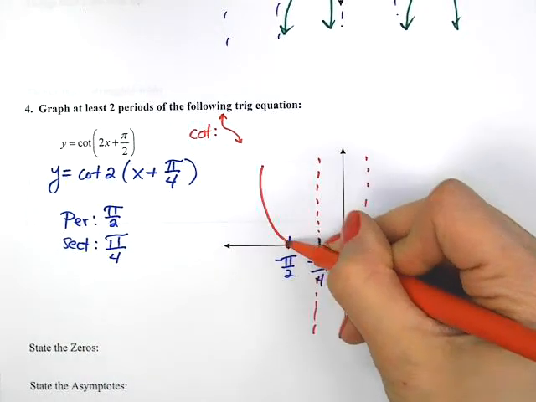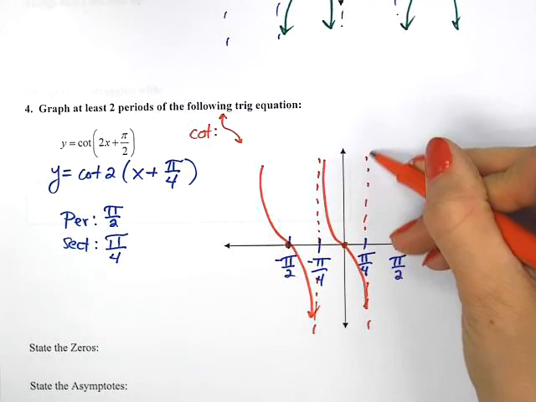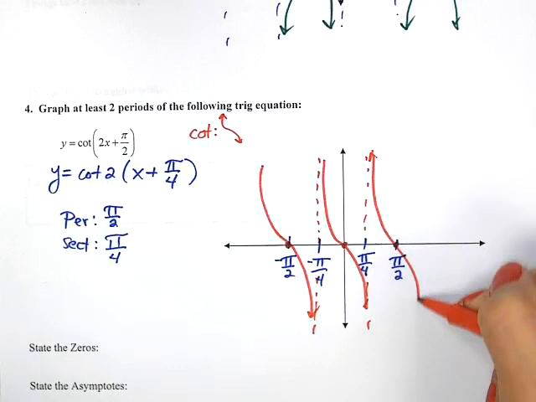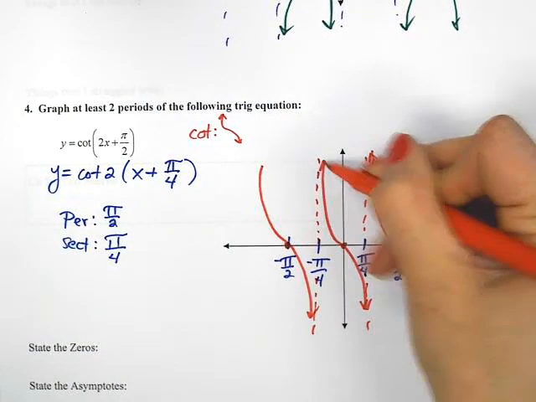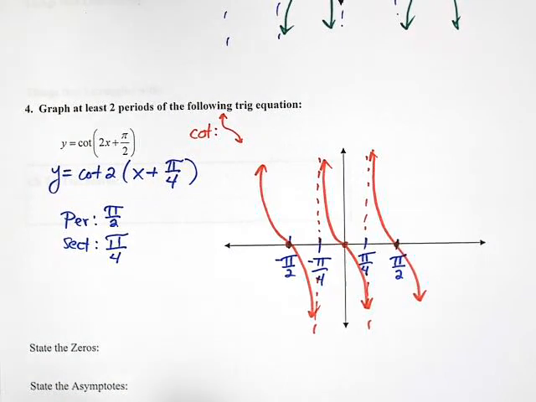Down, down, down to the right. Down, down, down to the right. Down, down, down to the right. Okay, put some arrows down here. All right, that's the graph. And we're going to practice writing some things now.